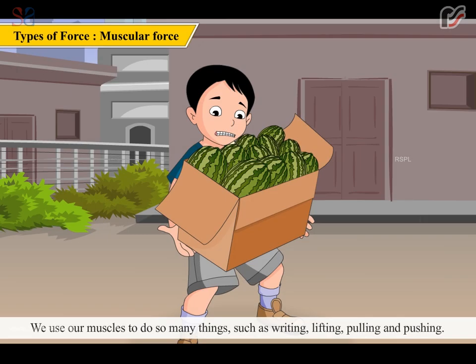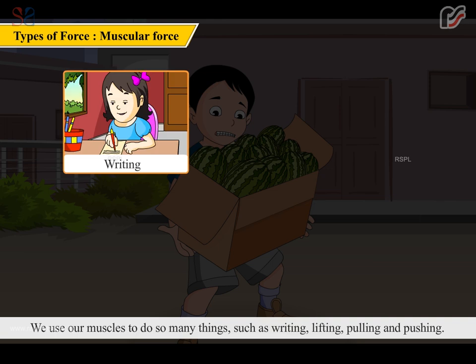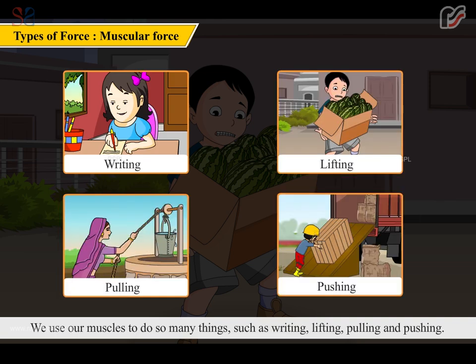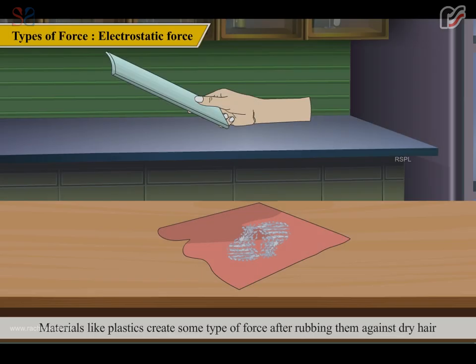We use our muscles to do so many things, such as writing, lifting, pulling, and pushing. Because our muscles are used to do these works, therefore, such force is called muscular force.